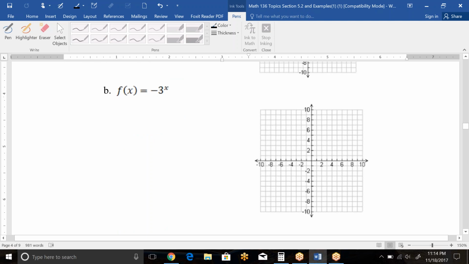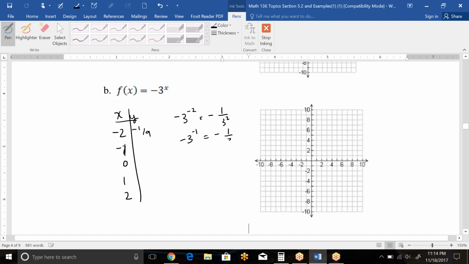So let's look at this next one. Now, this one's a little bit different because this one has a negative in front. So remember what that does is that flips you upside down over the x-axis. So we want to see if that actually happens here. -1, 0, 1, 2. So -3 to the -2. This negative does not affect this negative out front. This is negative now 1 over 3 squared. So that's -1/9. -3 to the -1 would be -1 over 3.